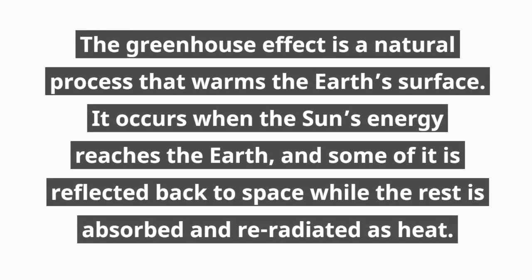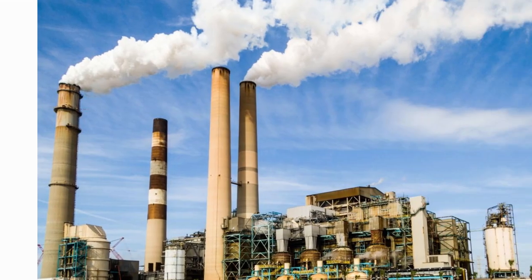The greenhouse effect is a natural process that warms the Earth's surface. It occurs when the sun's energy reaches the Earth, and some of it is reflected back to space while the rest is absorbed and re-radiated as heat.